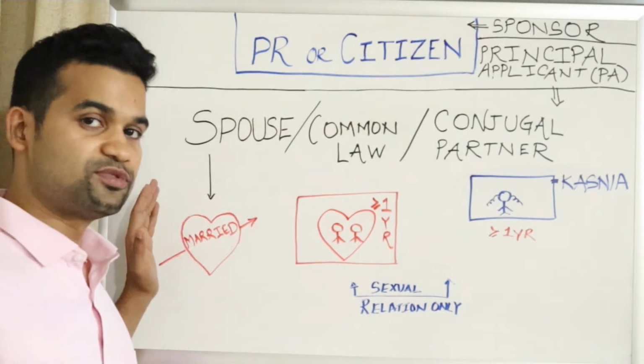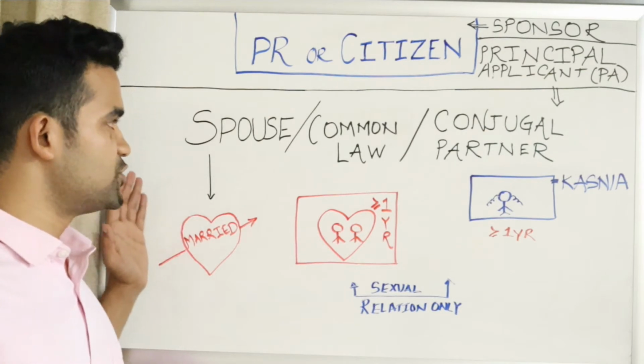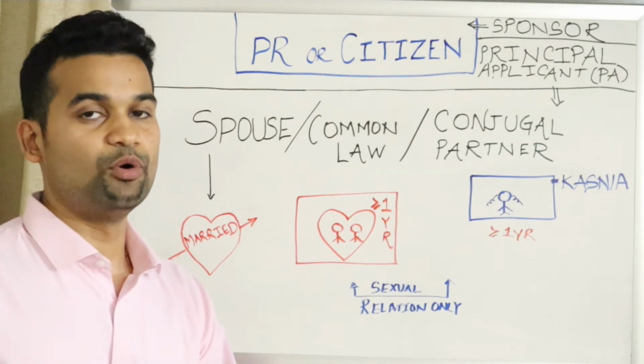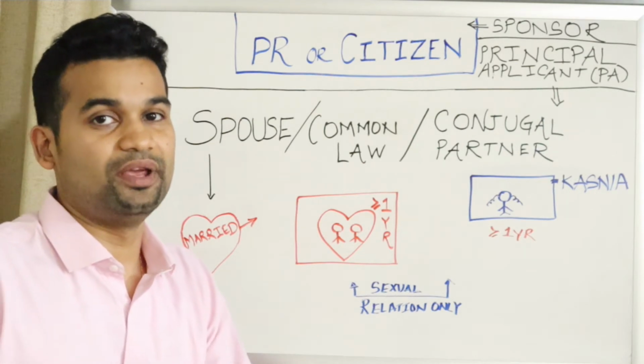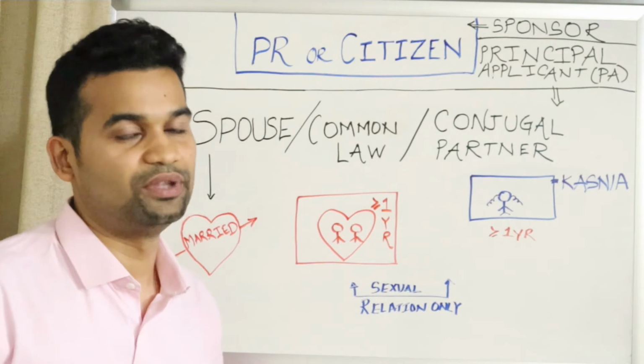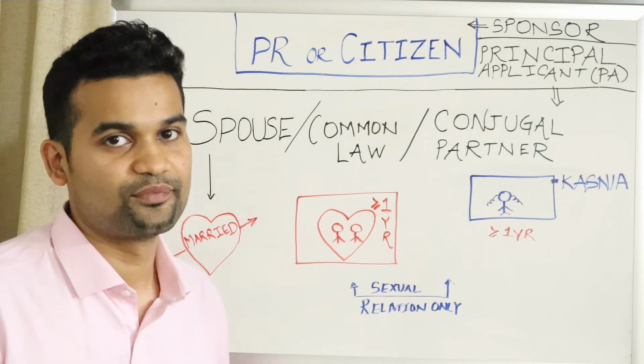Now when it comes to spouse, it's pretty obvious that both the individuals are supposed to be married to each other, and the marriage is legal both in the home country or in the country in which they got married, as well as in Canada. Also, they need to have a marriage certificate.